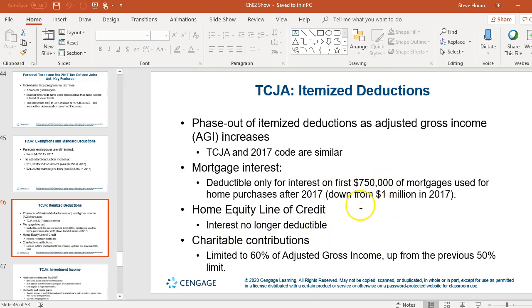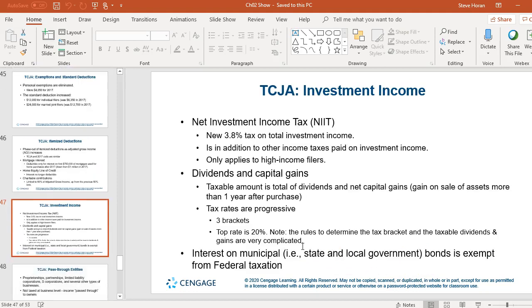And home equity lines of credit are not deductible. Charitable contributions are, with some limits. Most would be, but there's a limit of AGI. 60% is the most. So you can't give all your money away and get a deduction for all of it necessarily. And then on investment income, there's a few changes. Net investment income tax, 3.8% tax on investment income, in addition to other income taxes paid on investment income.